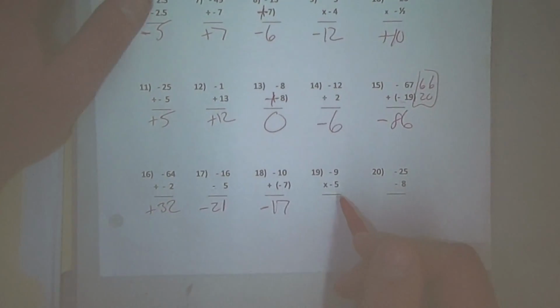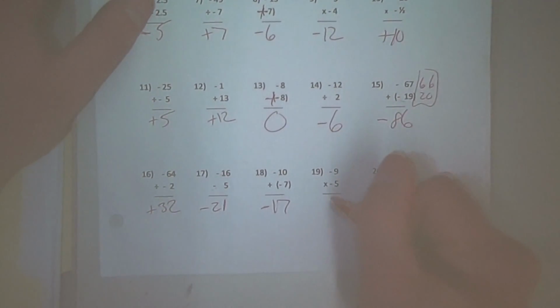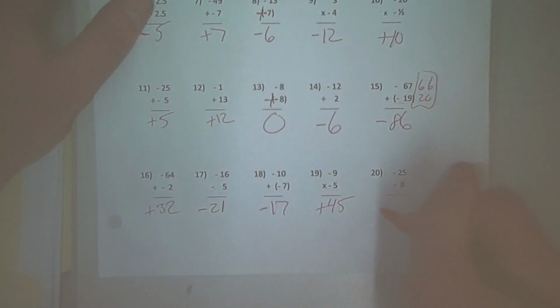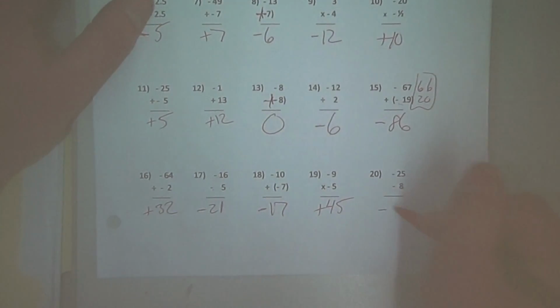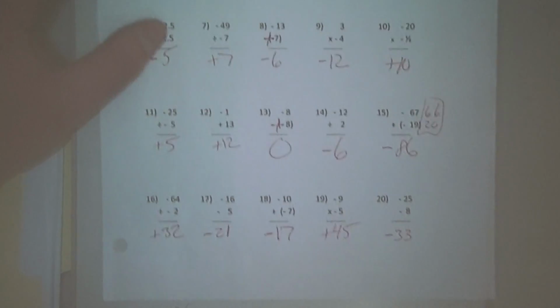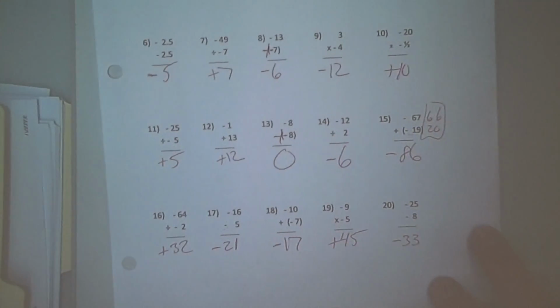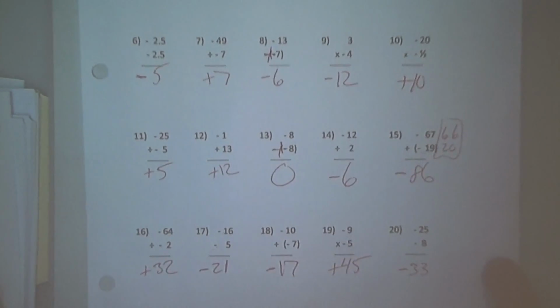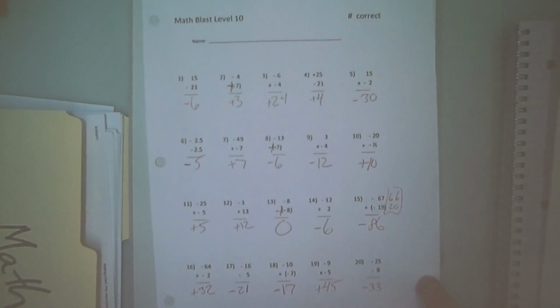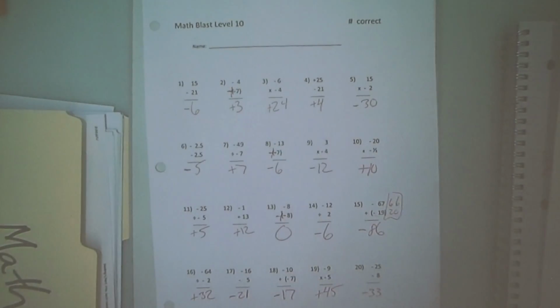Negative 9 times a negative 5. 9 times 5 is 45. Negative times a negative is a positive. Negative 25 and a negative 8 is a negative 33. All right, that is what we should be looking for on a Math Blast: understanding what we're doing and going from there.